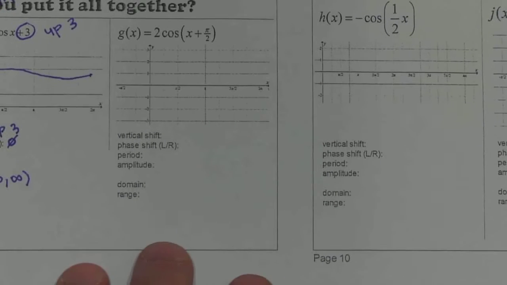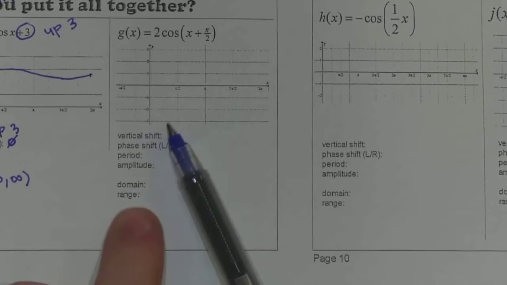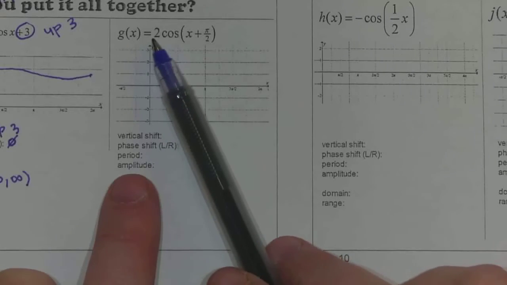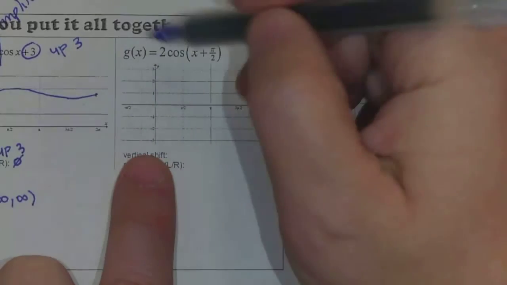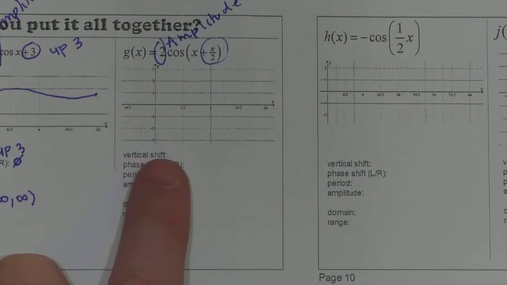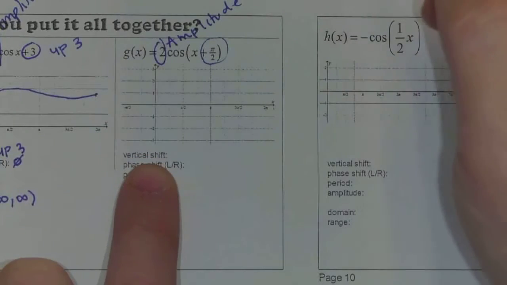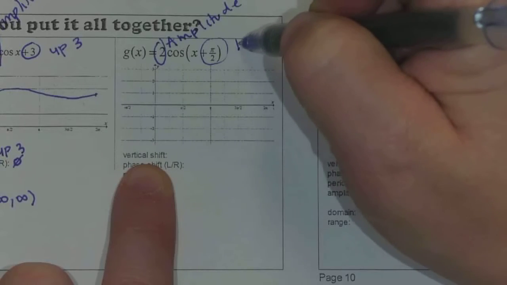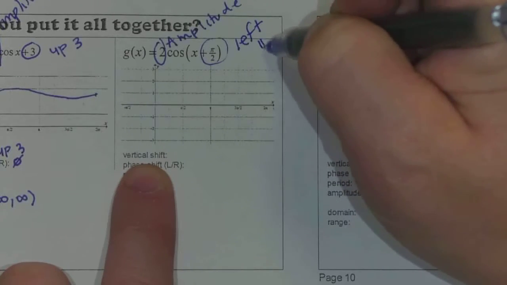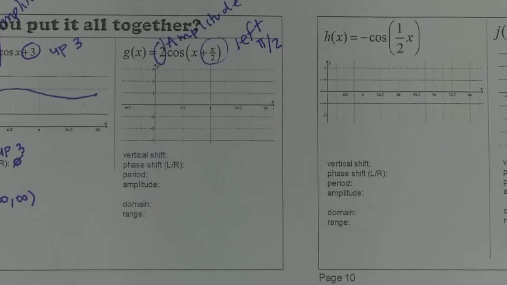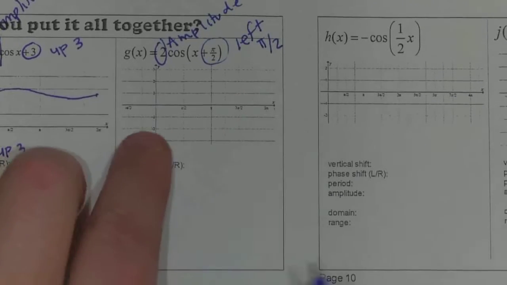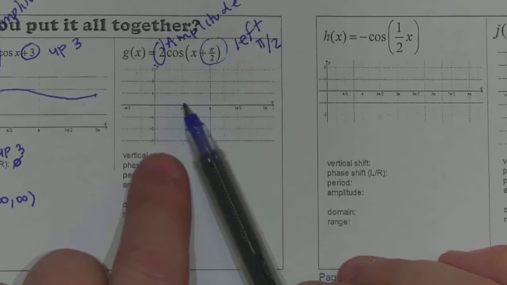Okay, next one. Let's see if we can answer the questions, and then you can just use your calculator to graph it. What's the 2 going to do? It changes the amplitude. And what's the pi halves going to do? Move it where? Left pi halves. So, oh, we forgot to do the range on the other one, didn't we? We'll go back and do it in just a second.